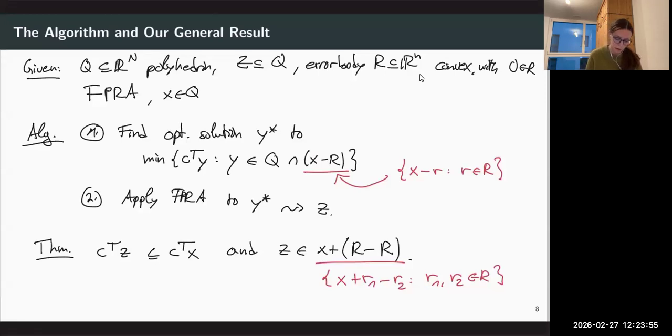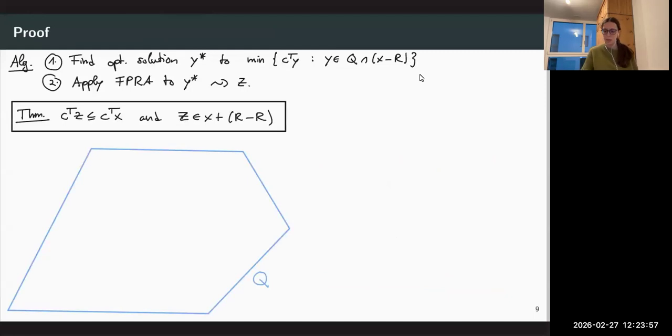Let me now very briefly try to see if I can still show you the proof. The proof is basically just one picture, so it will fit on the slide. Explaining the statement probably took me longer than proving this. I here have the algorithm again, and here's the theorem. So how does this work?